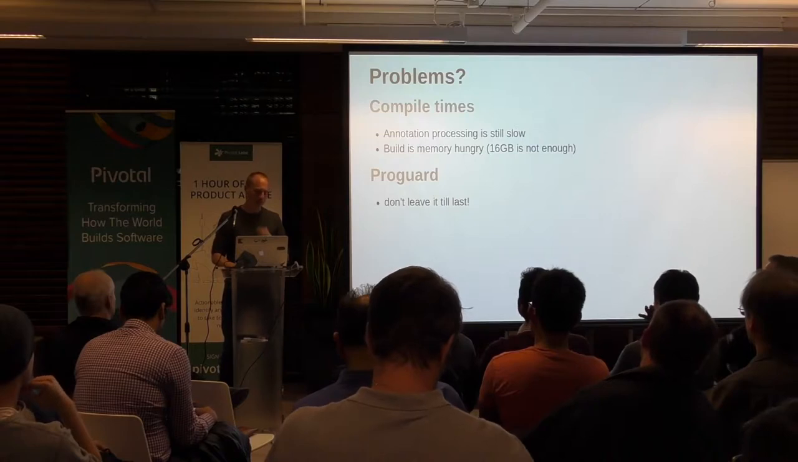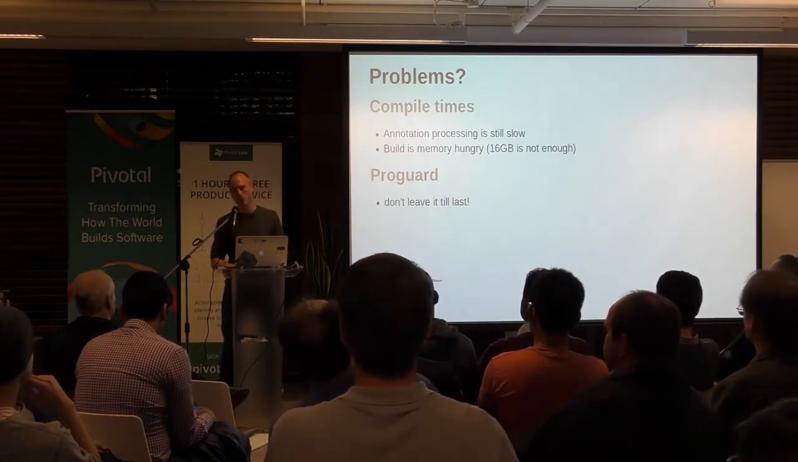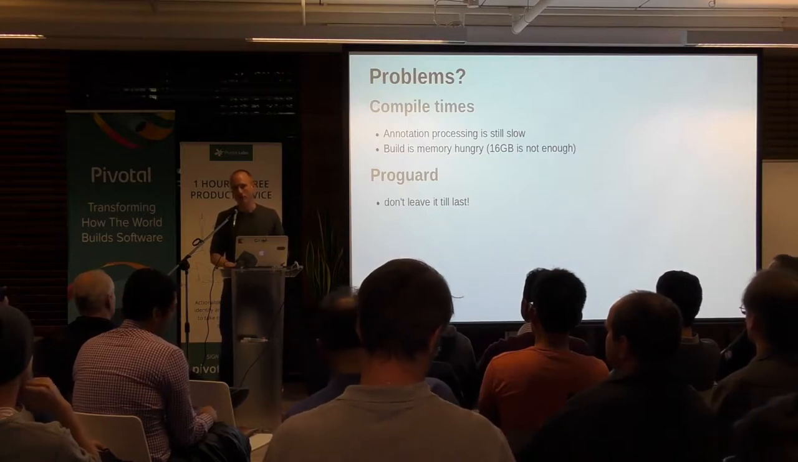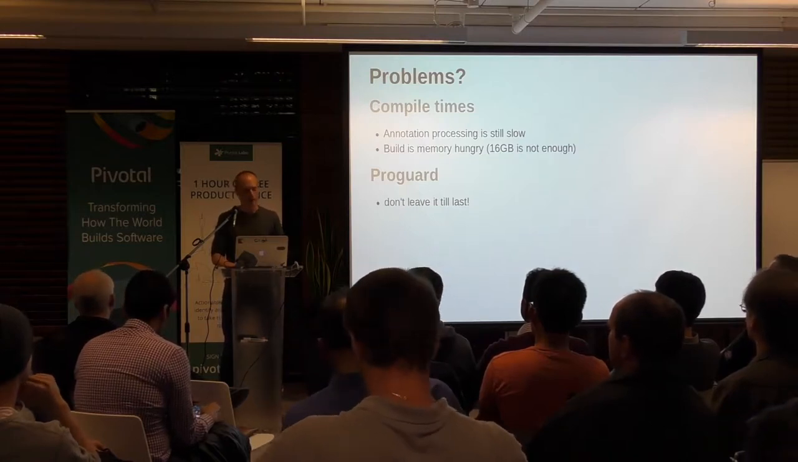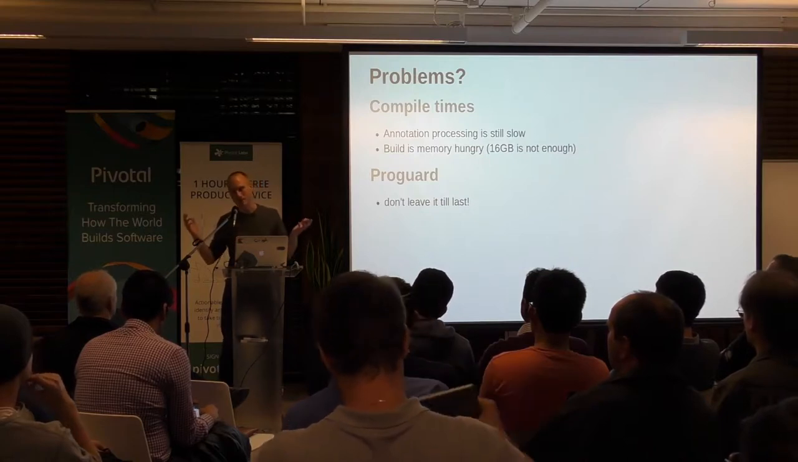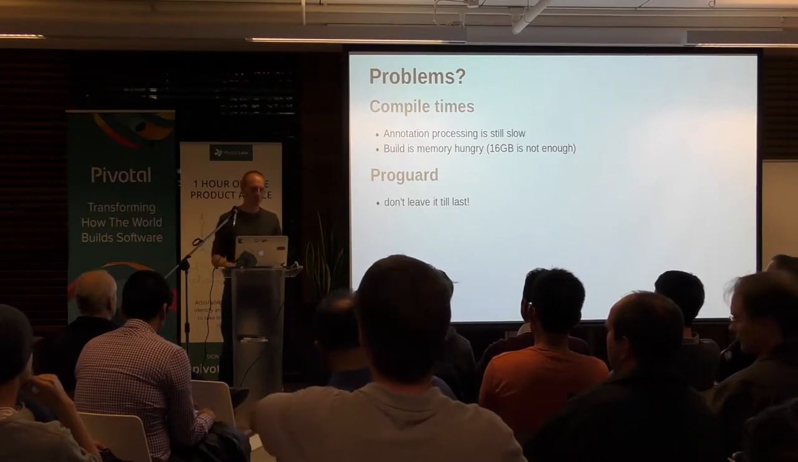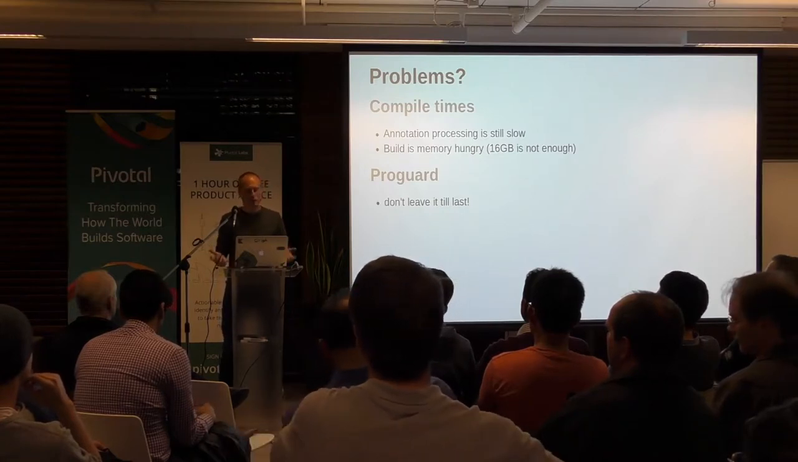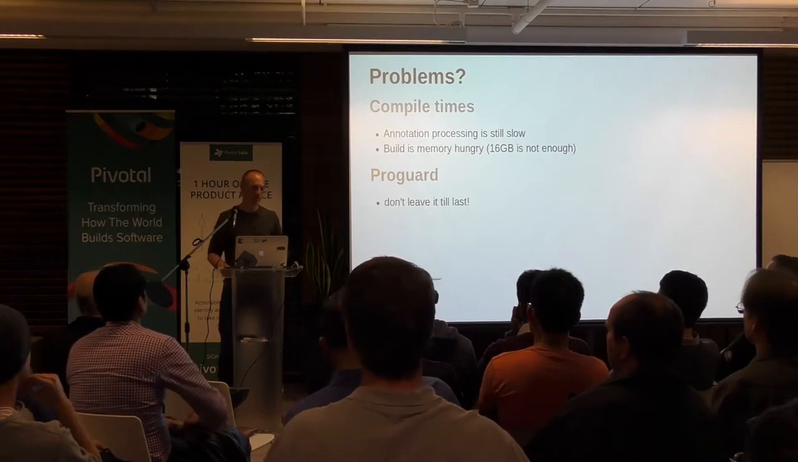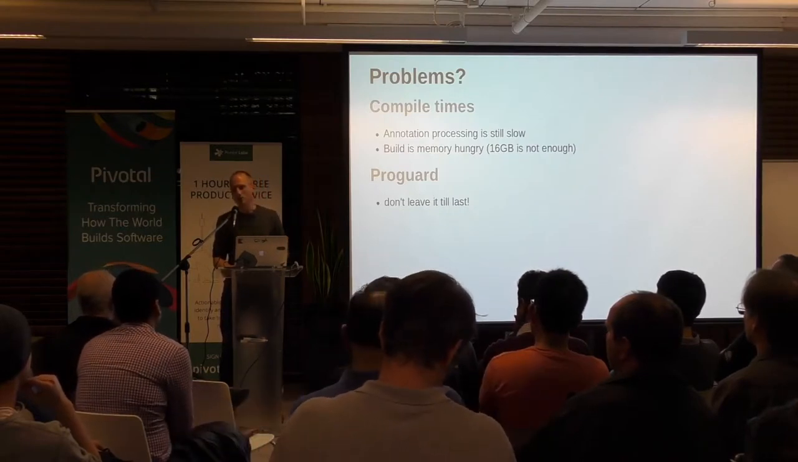The other thing is that since recently Kotlin has a compiler daemon as well, which eats up a lot of memory. So if you do a lot of Android development, you know that you have to set the Gradle daemon to a gigantic amount of memory to be able to dex and build your whole APK. Now you have to account for another couple of gigabytes for this Kotlin compiler. And you notice that 16 gigabytes is just not enough anymore.